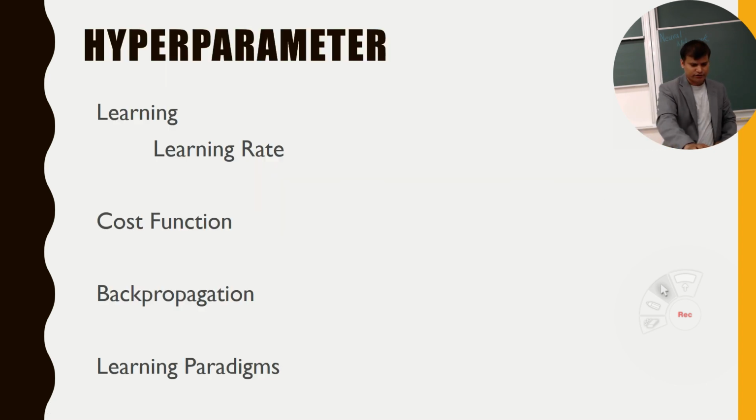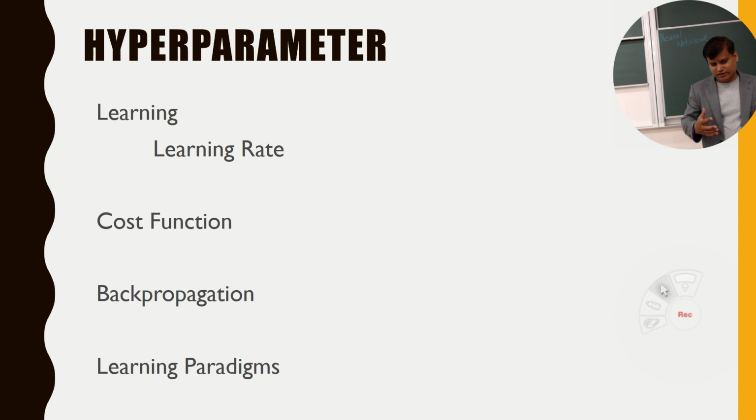Okay, so now I just want to discuss a few points with respect to the so-called hyperparameters, and they are nothing but the learning rate, cost function, back propagation, and then learning paradigm. So what are these hyperparameters? They are simple constant parameters whose values are set for the learning process. Hyperparameters include the learning rate, one of the main hyperparameters, and the number of hidden layers and batch size. These are also hyperparameters. We'll talk about the hidden layers later on. Just for the time being, understand hyperparameters.